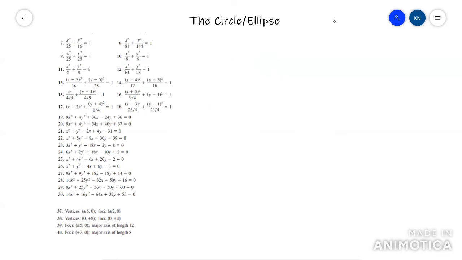The next one I'm going to look at is number 18. So this one right here. Just looking at it, I know it's going to be a circle because they're both over 25/4. That means it's a circle. So I would get the center of the circle, which would be at +3, +1. So 1, 2, 3, 1. There's the center. And then the amount that you move left or right is the square root of this number. The square root of 25/4 is 5/2, which is 2.5.